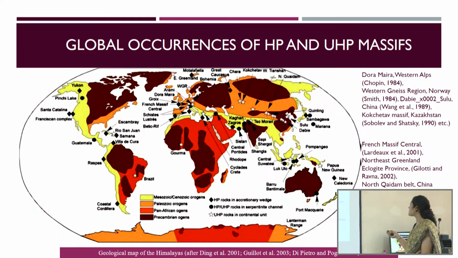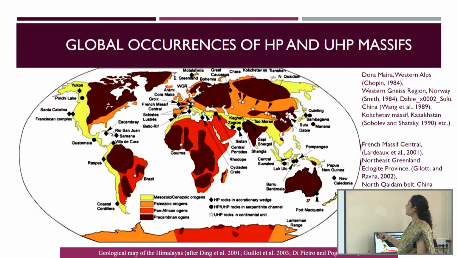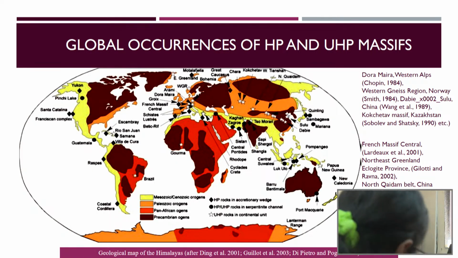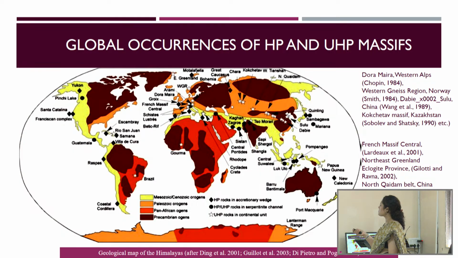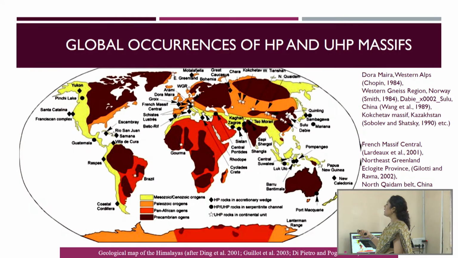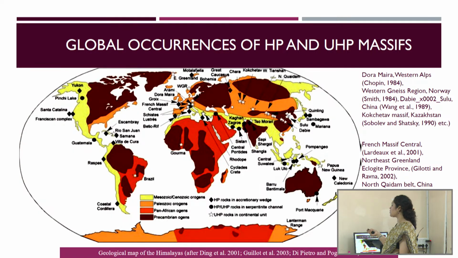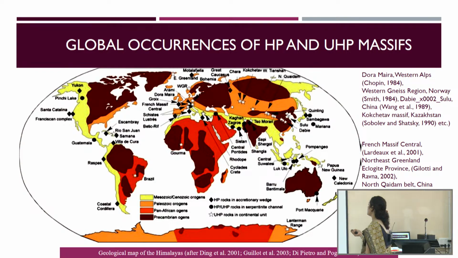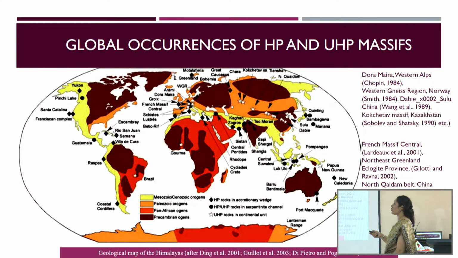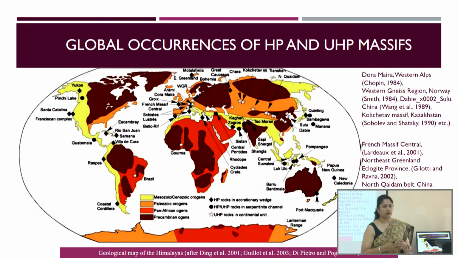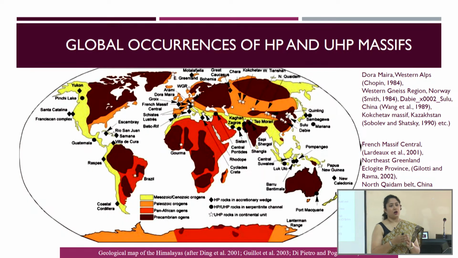So you have the Western Gneiss region in Norway, which is here. You also have the Dabie Sulu in China, which is somewhere here, this is here, and of course you have some in the Alps. So you have also in the French Massif Central. You also have some in the Greenland province, okay, and China has now several localities where people have identified the coesite and now have started to move from a high pressure to an ultra high pressure complex, okay.